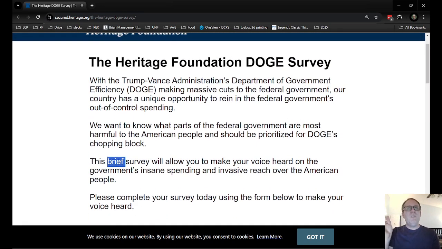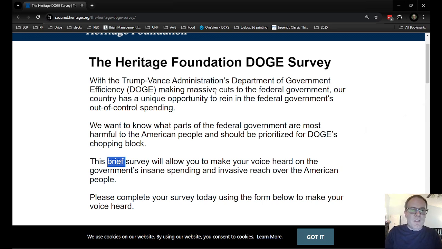Okay, so pro tip, instead of saying brief, I mean, it's nice that it's brief, right? That is nice. And I have to look at my progress bar over here. Yeah, it probably is brief, but give a time estimate, because brief could mean 5 minutes and it could mean 10 minutes. And I might have 5, but not 10. So you'll actually increase your response rate if you tell the respondent how much time it's going to take.